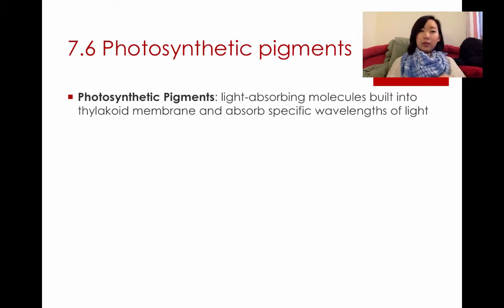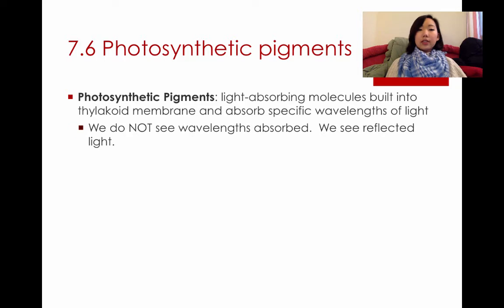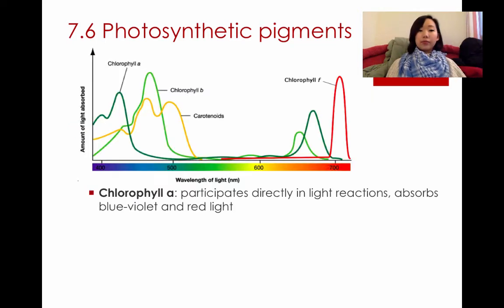Okay, so let's talk a little bit about the photosynthetic pigments, which are the molecules that actually absorb light. They absorb very specific frequencies of light. There are different types of pigments, and each of them is correlated to a specific frequency. We see what's reflected, not absorbed.